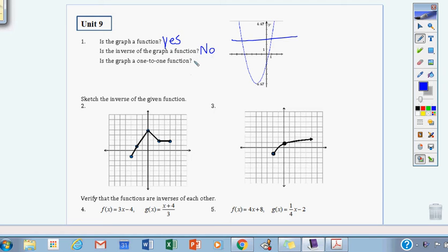Is the graph a one-to-one function? No, because a graph that passes the horizontal and the vertical would be one-to-one. This fails the horizontal line test. Sketch the inverse of the function.